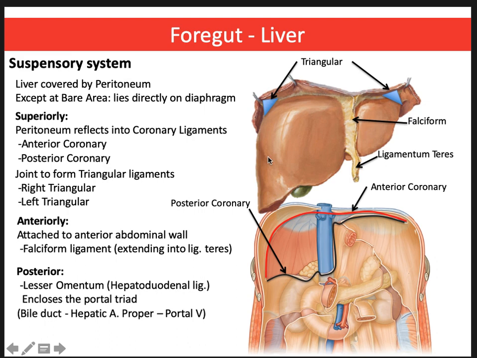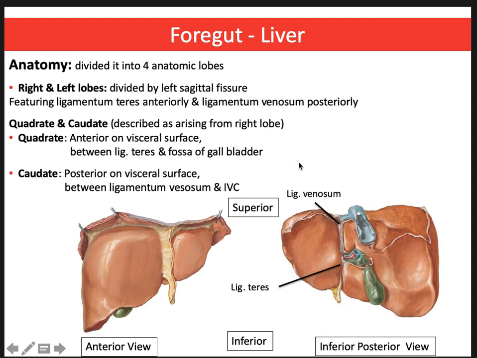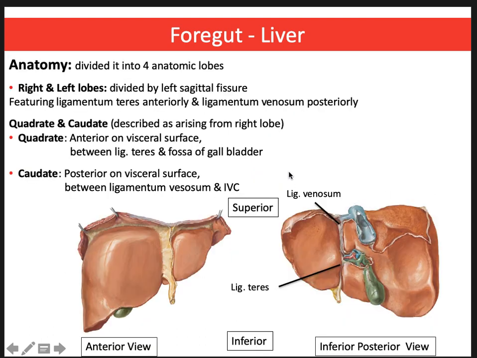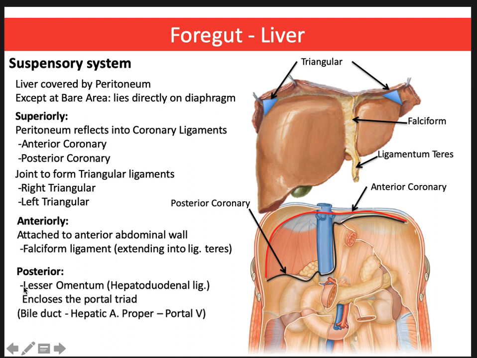So is there something else to add? So the lesser omentum, oh yeah, you need to remember that the lesser omentum will connect the liver to the lesser curvature of the stomach that will be just hanging here. Here we go. Good. We'll describe this in more detail.